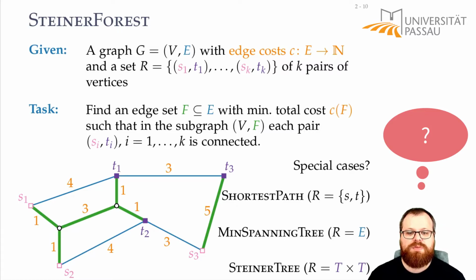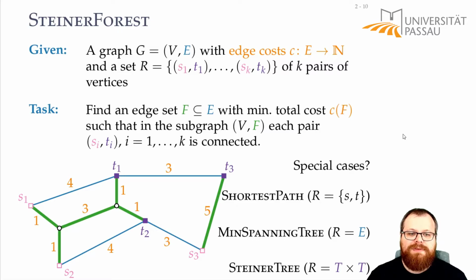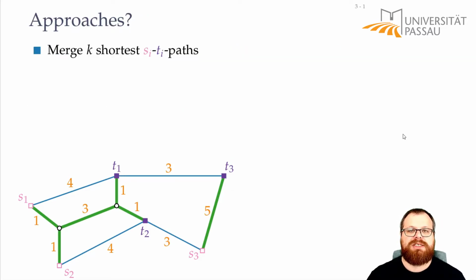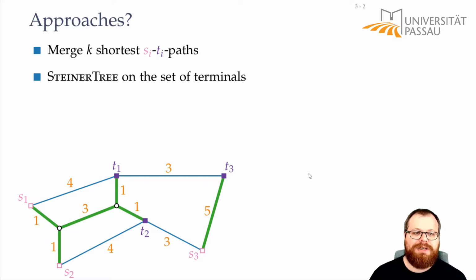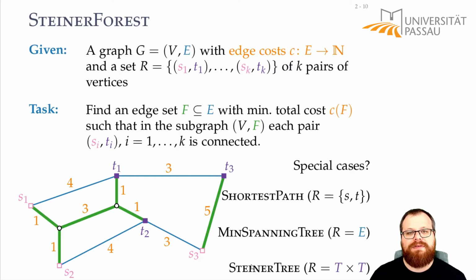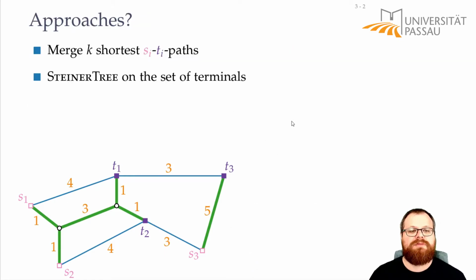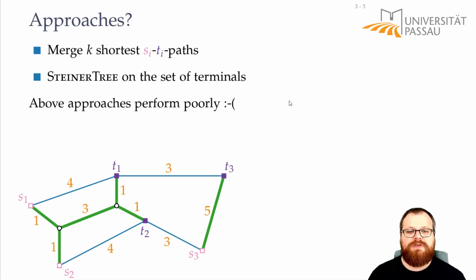Do you have some ideas how to solve this problem? It doesn't have to be very good, but just how we get some solution. I briefly want to discuss two approaches that people usually choose first. The first one is we just compute a shortest path between all of these pairs of terminals and we merge them. And the second one is we compute a Steiner tree on the set of the terminals. Remember, those two things were special cases we have here, so we can try to solve this via their special case. The problem is both of these approaches perform poorly.